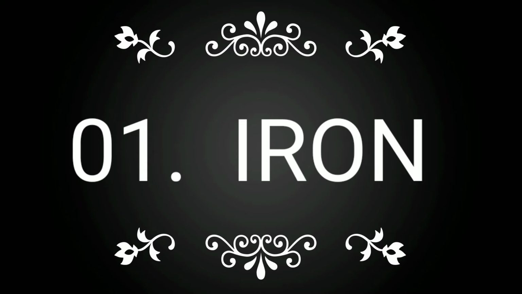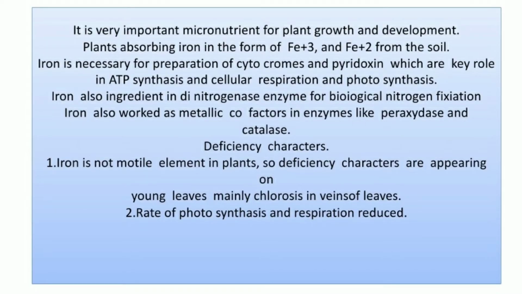The first nutrient is iron. Iron is a very important micronutrient for plant growth and development. Plants absorb iron in the form of ferrous and ferric ions from the soil solution. Iron is necessary for the preparation of cytochrome and pyridoxine, which play a key role in ATP synthesis, cellular respiration and photosynthesis. Iron is also an important ingredient in the dinitrogenase enzyme for biological nitrogen fixation. Iron also works as a metallic cofactor in enzymes like peroxidase and catalase.